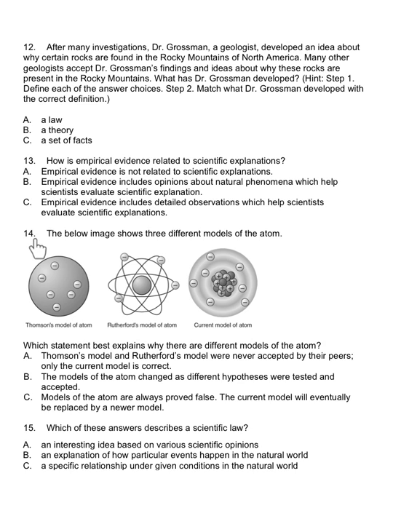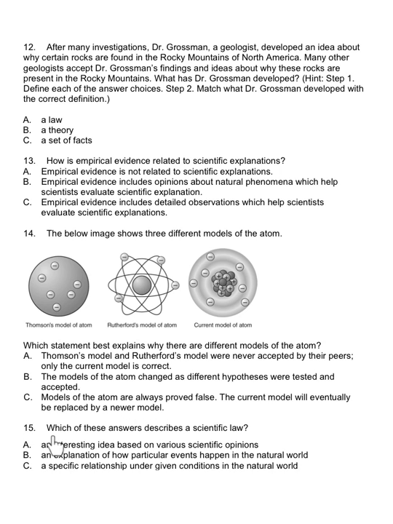Number 14. The image below shows 3 different models of the atom. Which statement best explains why there are different models of the atom? A. Thomson's model and Rutherford's model were never accepted by their peers. Only the current model is correct. B. The models of the atom changed as different hypotheses were tested and accepted. C. Models of the atom are always proved false. The current model will eventually be replaced by a newer model.